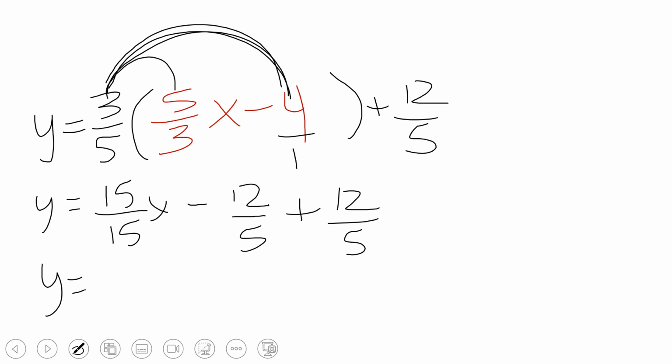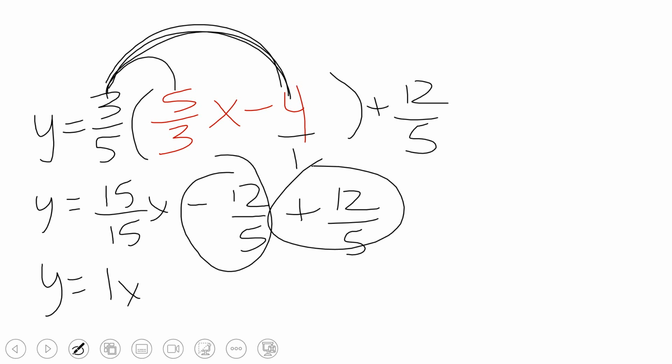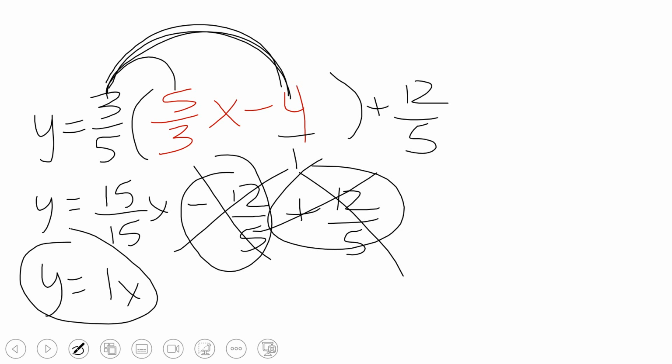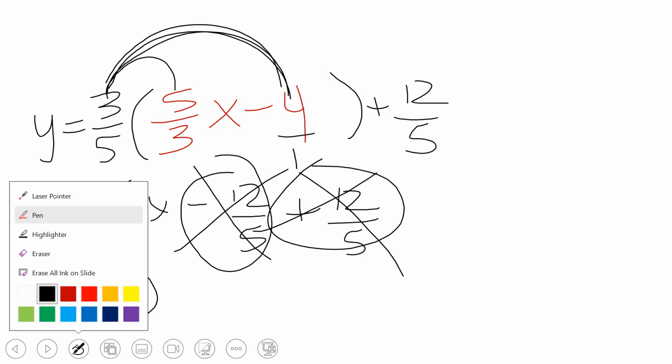When I simplify, I end up with 1x, and then these are directly opposite of one another. If they're directly opposite of one another, they cancel themselves out because they're additive inverses, and this is what I'm left with. Is this problem done? No. What do I still have to do? The other way. Yeah, I've got to reverse it the other way.